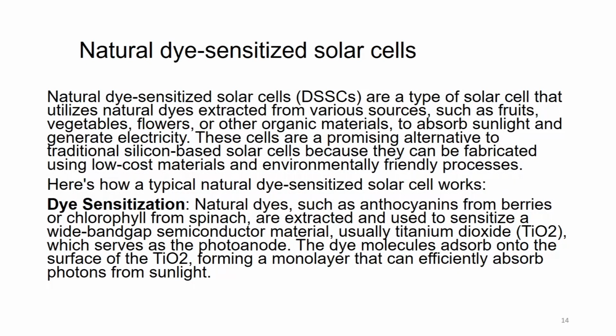So, slowly we are now moving towards the natural dye sensitized solar cells. Just the way synthetic dyes can be used, similarly can we use natural dyes for a non-textile purpose, for making dye sensitized solar cells using natural dyes? And so, natural dye sensitized solar cells are a type of solar cells that utilizes natural dyes extracted from various sources such as fruits, vegetables, flowers and other organic materials to absorb sunlight and generate electricity.